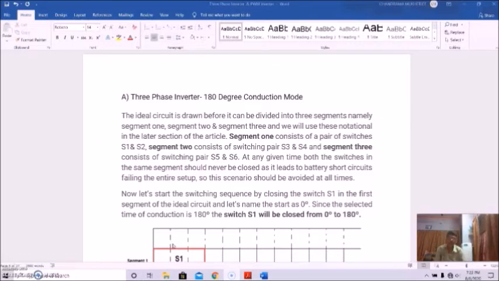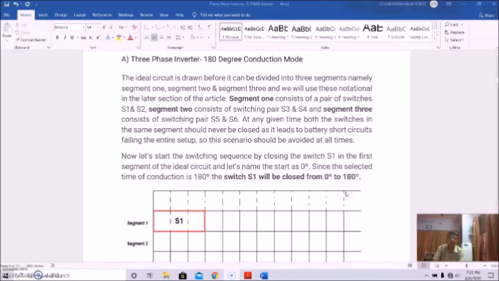So the ideal circuit, which we have done before, can be divided into three segments: segment 1, segment 2, and segment 3. We'll use this notation in the later sections of this lecture. Segment 1 consists of a pair of switches S1 and S2, segment 2 S3 and S4, and segment 3 S5 and S6. At any given time, both the switches in the same segment should never be closed, as it leads to the battery being short circuited, failing the entire setup. So this scenario should be avoided at all times.